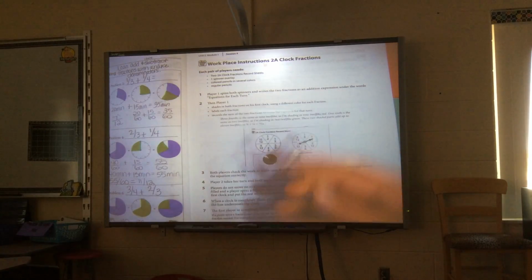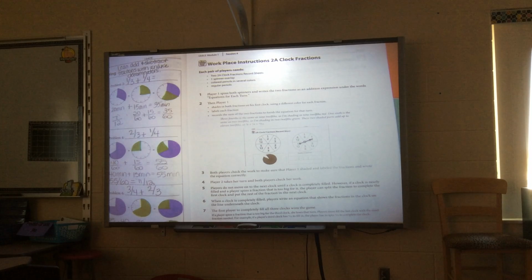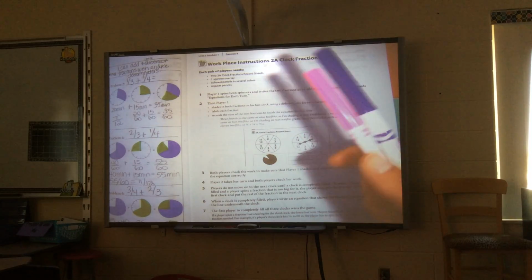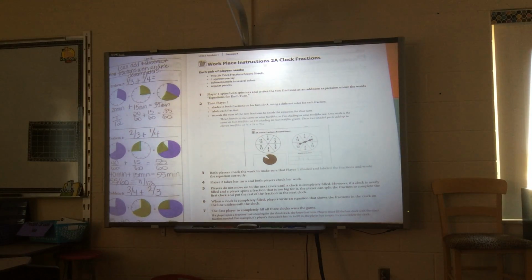You also will need one spinner. If you don't have a spinner because you're playing at home, you could use a paper clip and a pencil together to work as a spinner. You also need colored pencils or markers in several different colors as well as regular pencils.